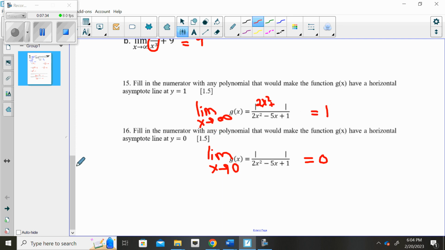Now down below, we want this to go to 0. That means it has to be bottom heavy. I could actually just put a 1 in the numerator. That'd be bottom heavy. Or I could put in x plus 1. So as long as I have something, either a constant or just something with an x to the first power in the numerator, then you're good. If you have an x squared in the numerator, that won't work. So anything like 5x plus 10, 7x minus 3, just an x, anything like that would work.